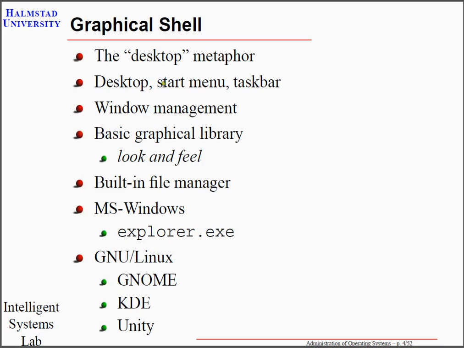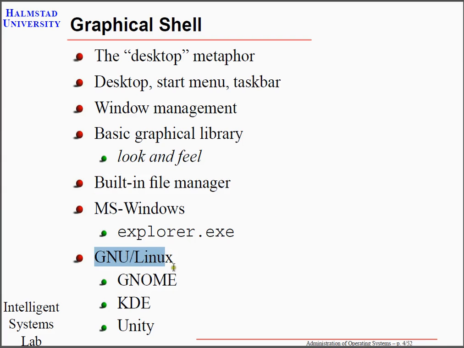There are different kinds of shells. The most common one is the graphical shell, and it typically uses the desktop metaphor, where you have the desktop, the windows, start menu, taskbar. That kind of shell often includes the basic graphical library so that you can have all programs with the same look and feel. So all the buttons will look the same, all the window titles will look the same, and so on. It almost always has some kind of built-in file manager.